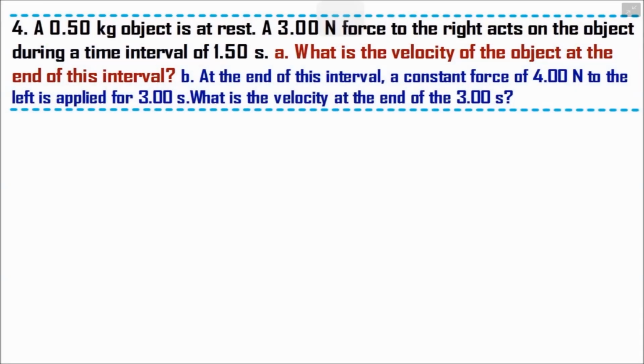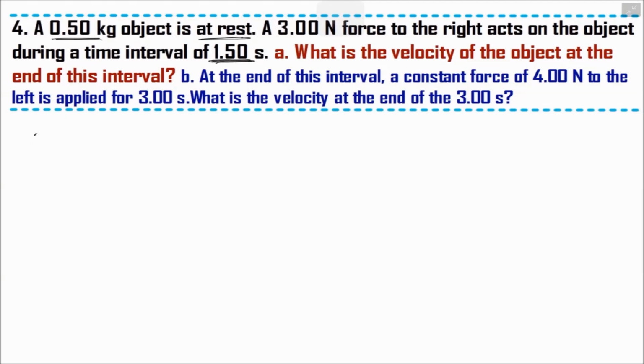Hello, welcome everyone. In this question it says a half kilogram object is at rest. Rest means 0. That means initial velocity is 0. A 3 Newton force to the right acts on the object during the time interval of 1.5 seconds. What's the velocity of the object at the end of this time interval?